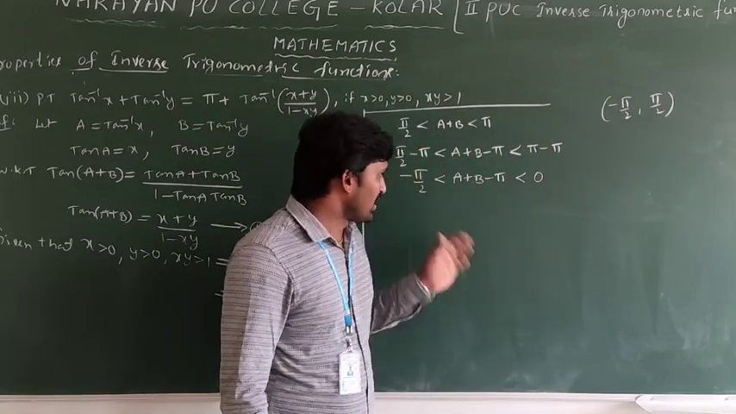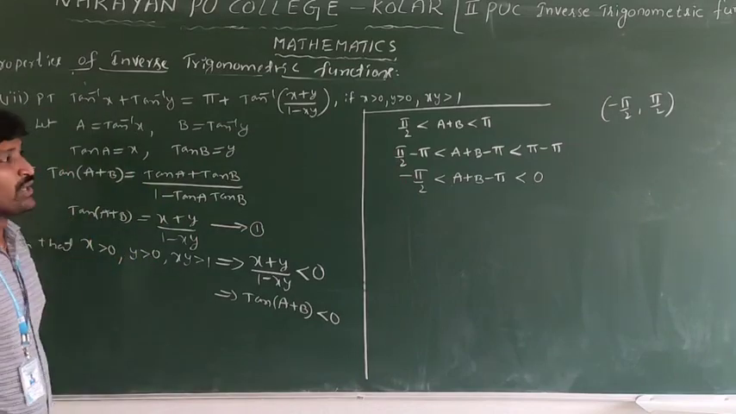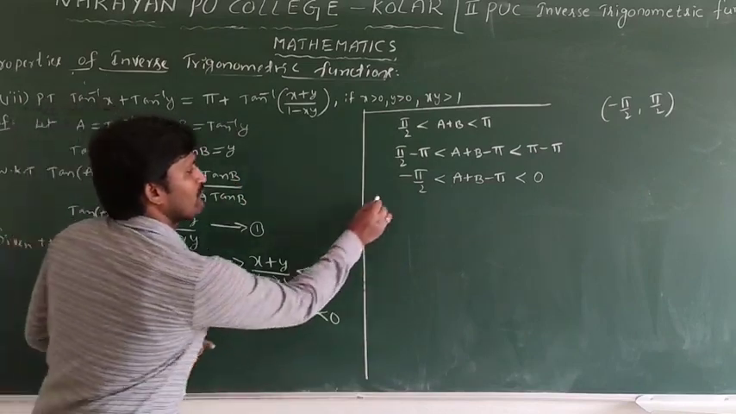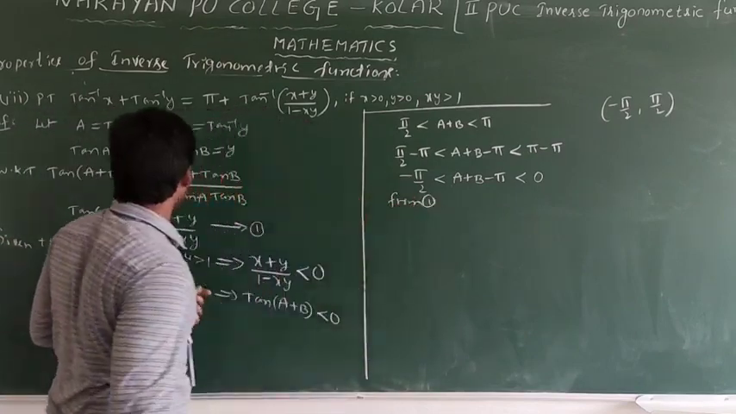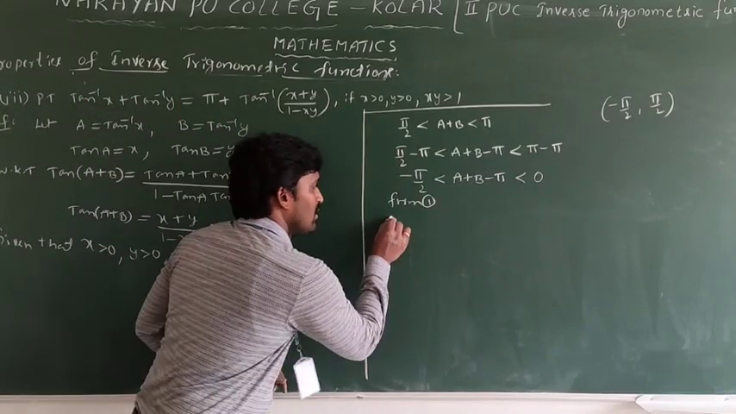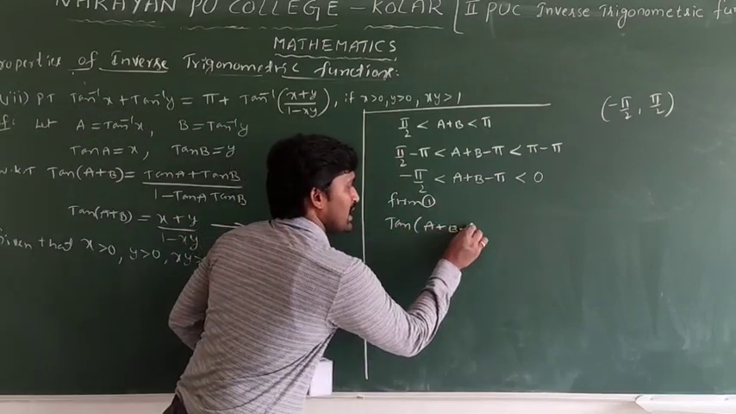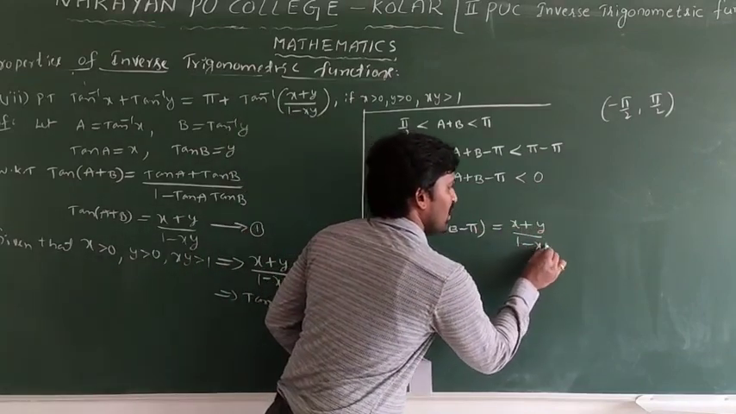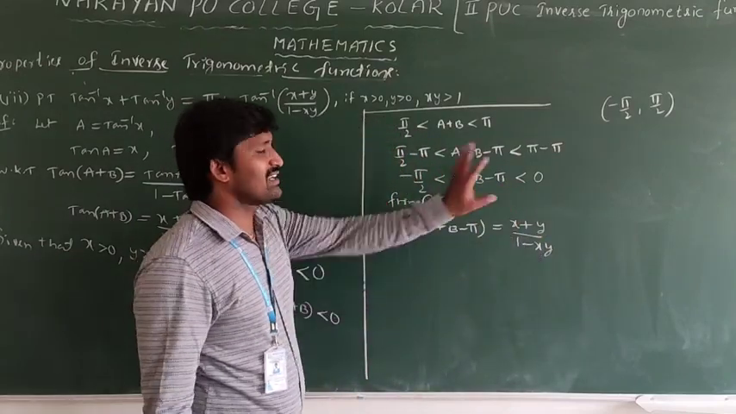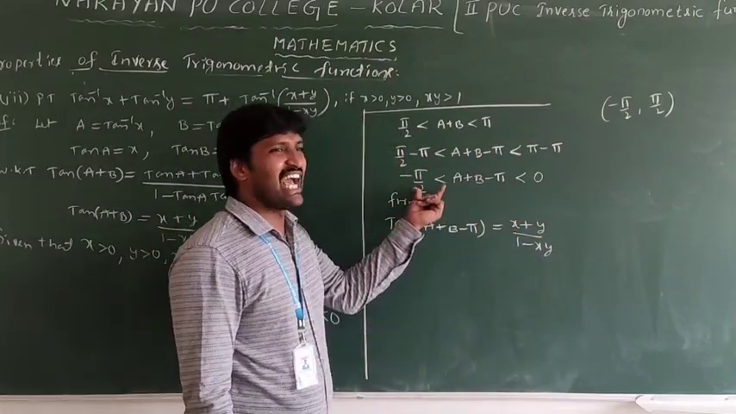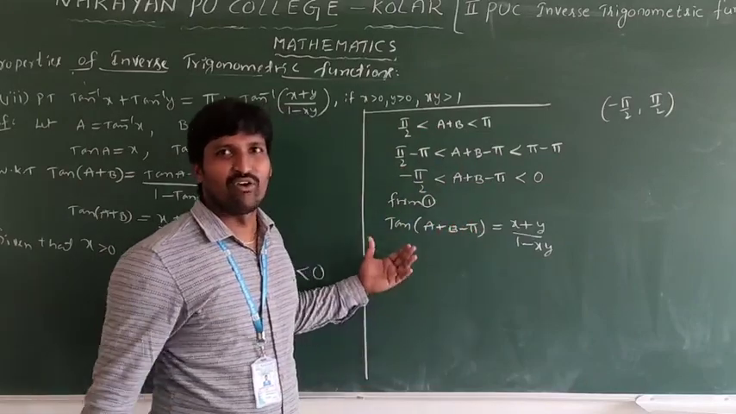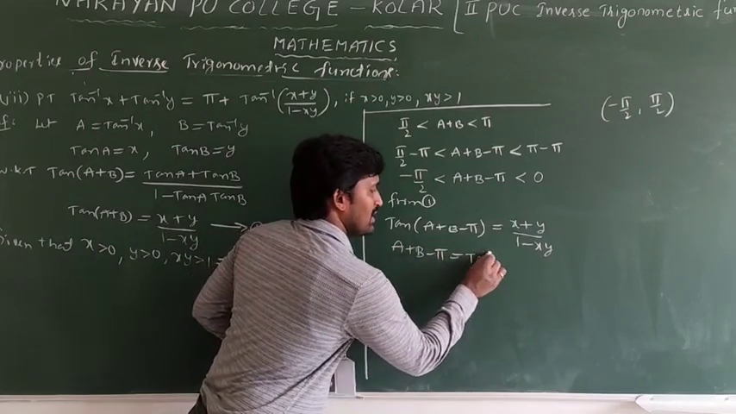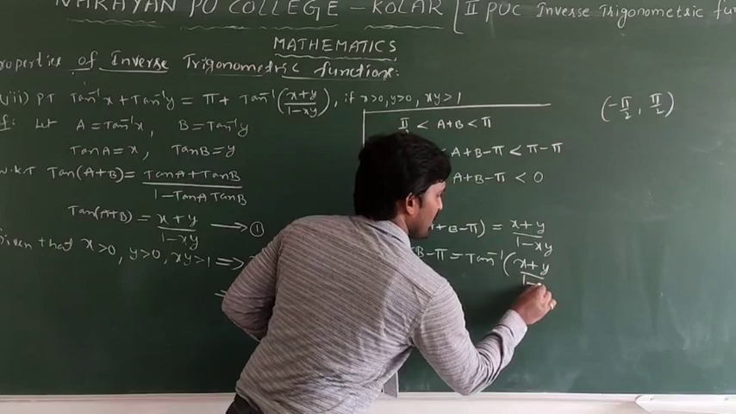It is clearly there. Now in the place of a plus b, we need to replace the angle. What here? A plus b minus pi. Now from the first equation, we replace with a plus b minus pi equal to what? x plus y by 1 minus xy. Because this angle is clearly in the range, now we can convert easily from tan to tan inverse. A plus b minus pi equal to tan inverse of x plus y by 1 minus xy.